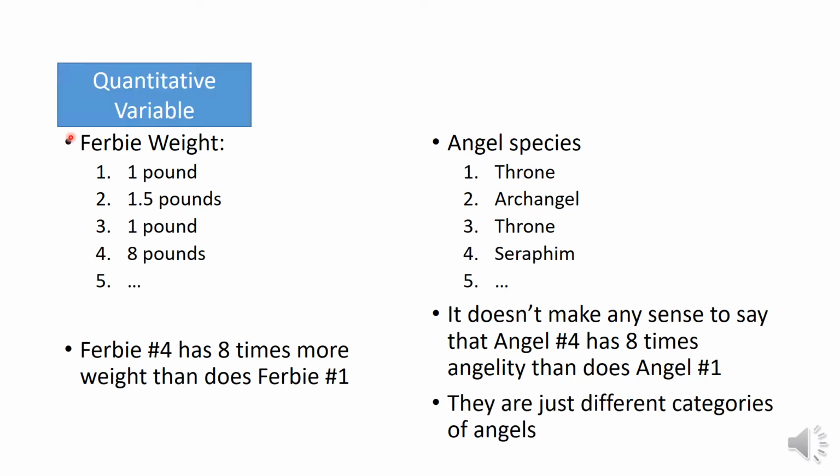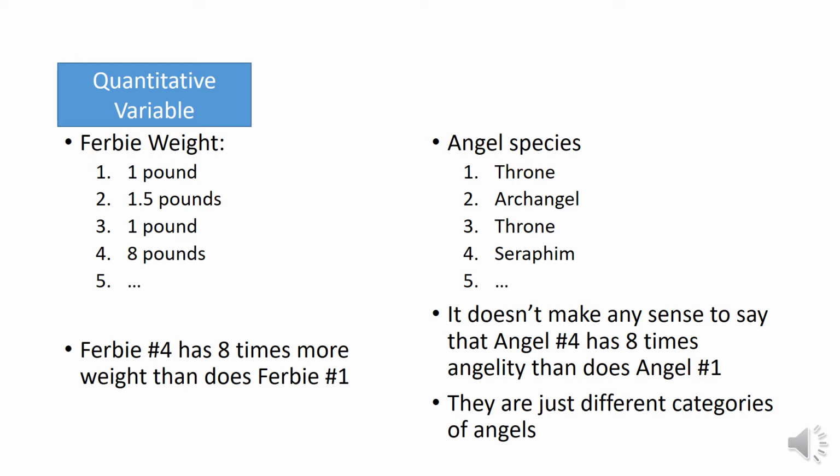Furby weight is known as a quantitative variable. You might want to write down the definition of a quantitative variable in your note sheet. A quantitative variable takes number values for which it makes sense to find an average. I'll say that again. A quantitative variable is a variable that takes number values for which it makes sense to find an average. So we could have the average Furby weight, but we're not going to find out the average angelity or angelness.